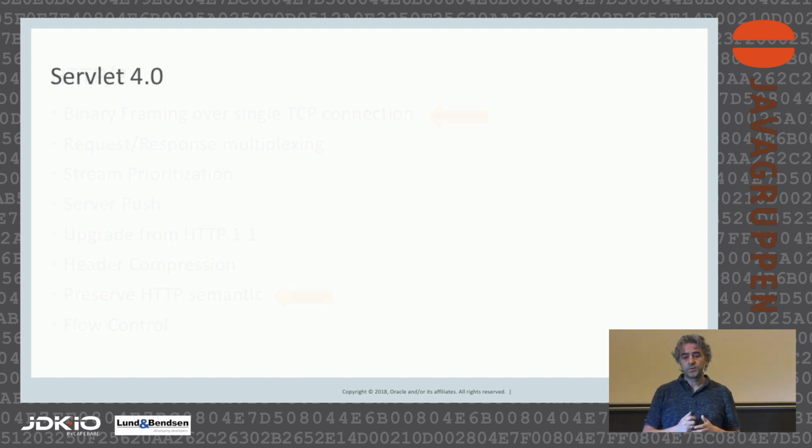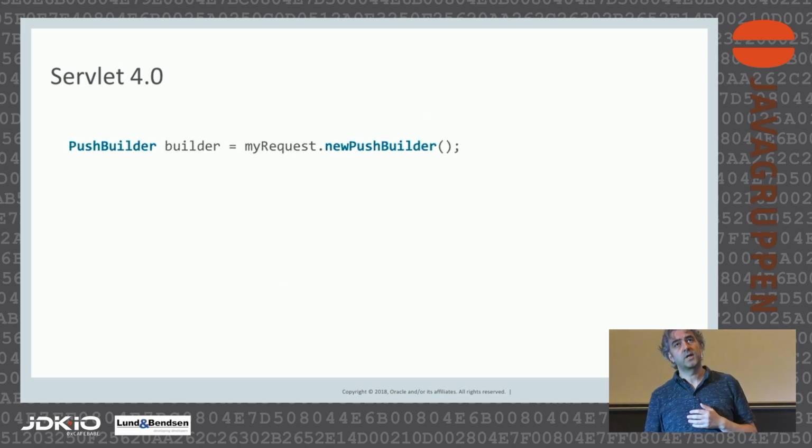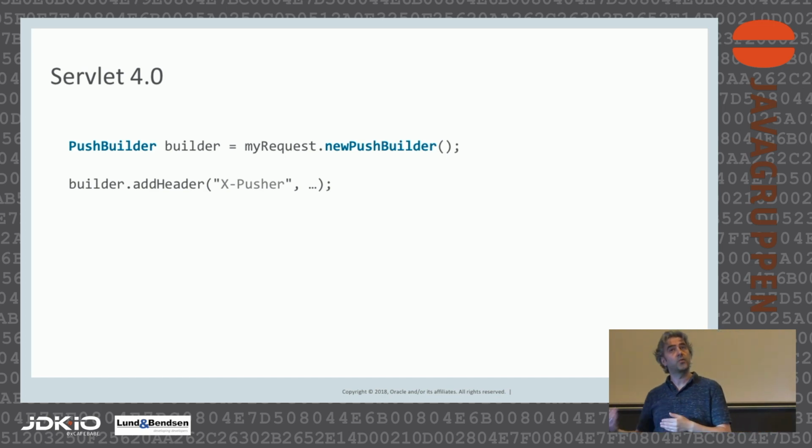So if you want to do that, you will have to change your code. This is always tied to an incoming request. So there should be an incoming request, and then the HTTP2 container can decide to answer with more than just one response. So we have the incoming request. Then from that request, we need to have the push builder object. So my request new push builder will get us that object. And then we need to construct the request that will try to push the resources to the client.